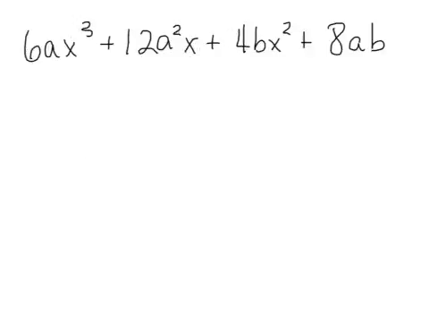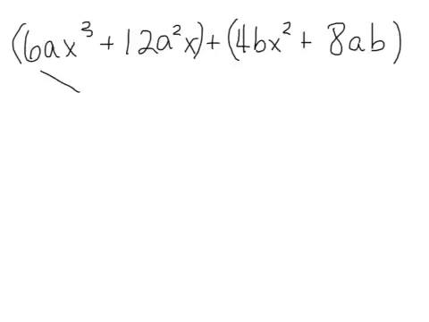Okay, here we have a four-term polynomial, and we're going to factor it by using grouping. So the first thing that we have to do is group. We're going to make two groups by putting parentheses around the first two terms and parentheses around the last two terms. Our next step is to find a greatest common factor for each of our two groups.